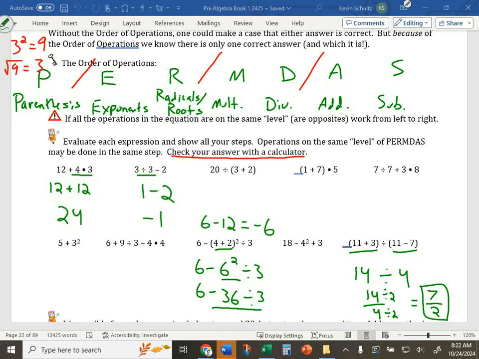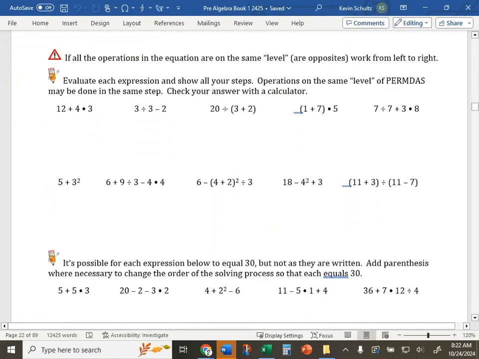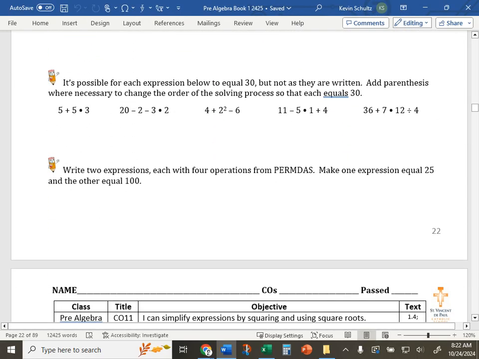The second part of this, going down below, says it's possible for each expression below to equal 30, but not as they are written. If I solve this as it's written, I'd have to do 5 times 3 first, because multiplication comes before adding, which is 15, and 5 plus 15 equals 20. However, it is possible for it to equal 30 if I add parentheses, because remember, parentheses change the order of operations. Where would I need to put parentheses in that expression so that it equals 30?